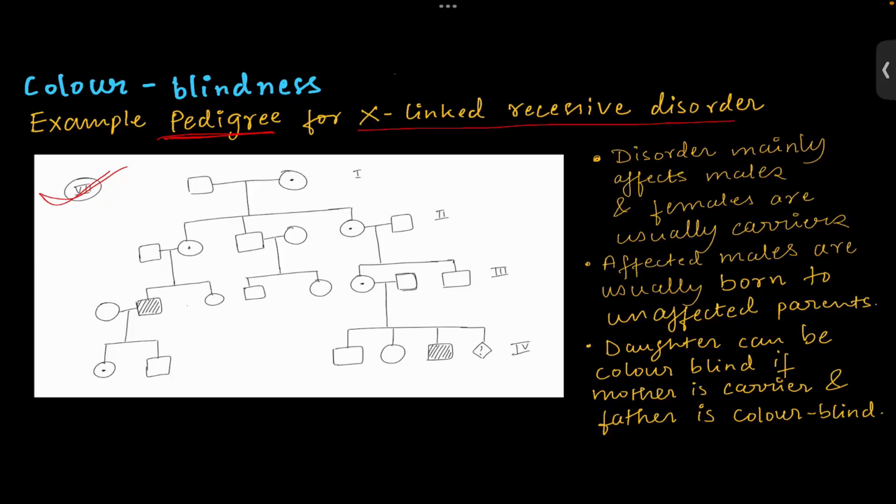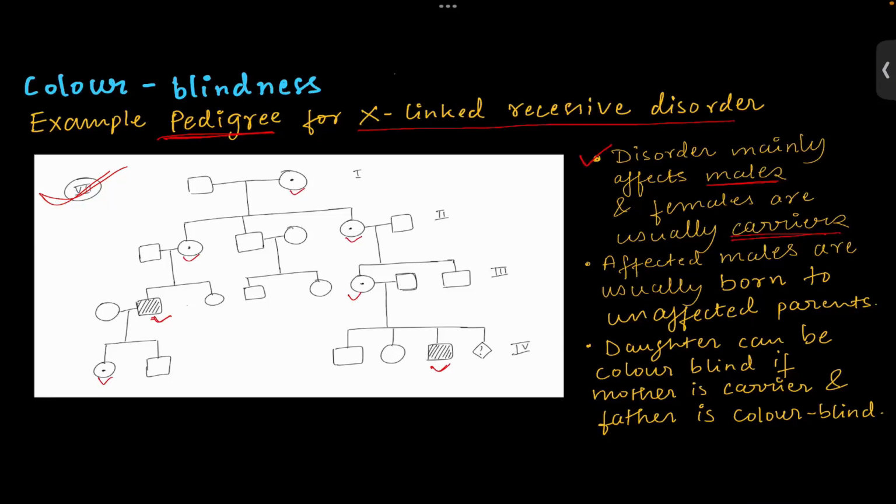From this pedigree, we can make some conclusions. An X-linked recessive disorder like color blindness mainly affects the males. In this pedigree, you can see these two males are affected. Females are usually carriers. Here, see, these females are carriers. And it is quite rare for a female to be affected.